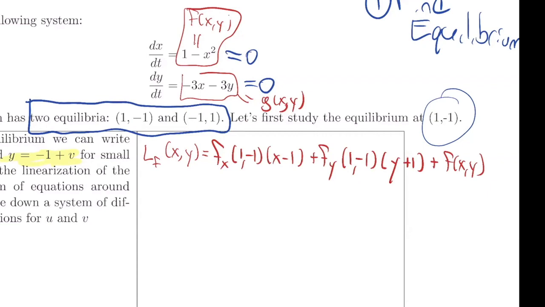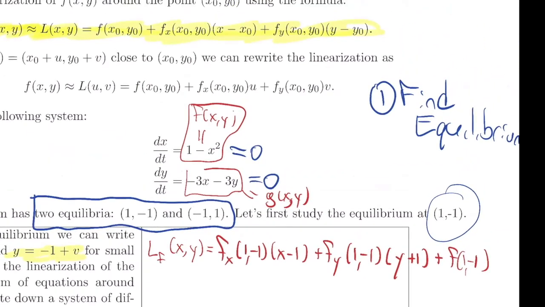Right, so that's the formula for the linearization of f at (1, -1). And the reason why (1, -1) was picked, again, is because that's an equilibrium. Sorry, this over here should be evaluated at (1, -1). And so this is exactly this formula that's highlighted in yellow above.